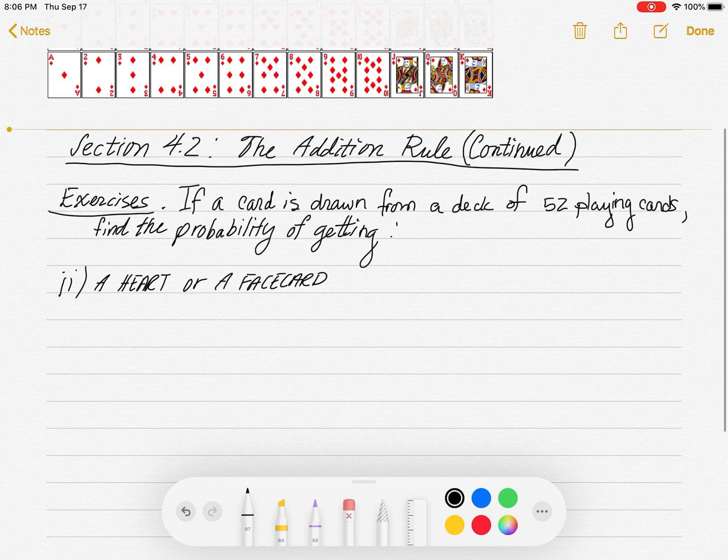So here we have a situation: a card is drawn from a deck of 52 playing cards. Find the probability of getting a heart or a face card. Probability of a heart or a face card.